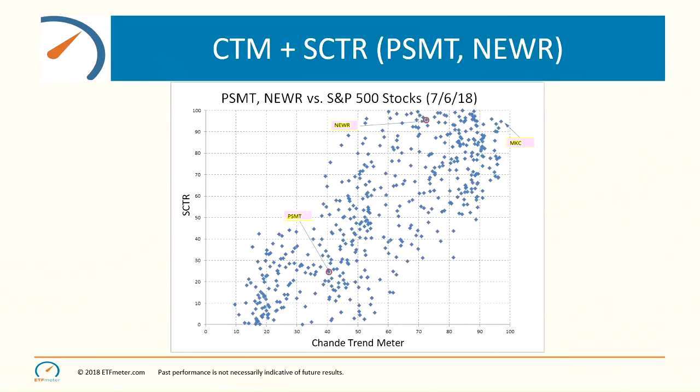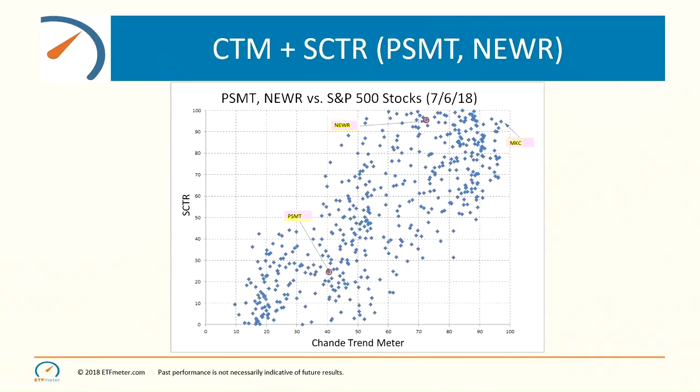So what I have here is a plot of Scooter on the vertical axis and my Chande Trend Meter on the horizontal axis. So the y-axis Scooter is like a relative strength, relative performance measure, and the horizontal axis is like an absolute performance measure. So you're simultaneously comparing relative and absolute performance.